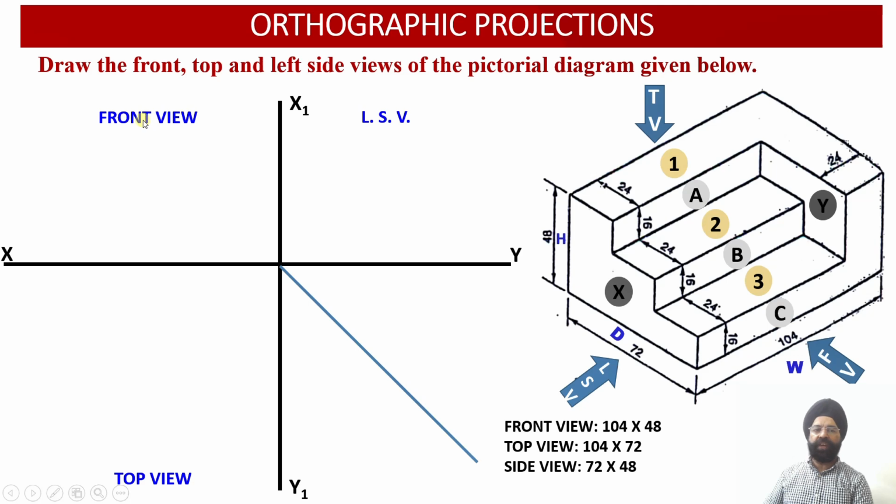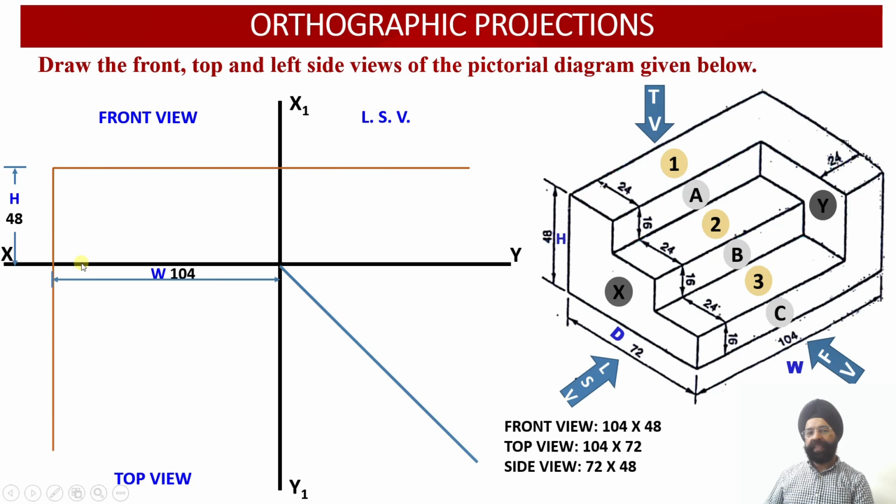So this is the location of the front view, the location of the top view and the location of the left hand side view. Now we know what the dimensions of the front face are. The front face is going to reveal the width and the height of the solid. So let us mark the width. The width of the solid is equal to 104 millimeter. So we have marked it over here. And next the height of the solid is equal to 48 millimeter. Now this is the basic construction for the front view, right?